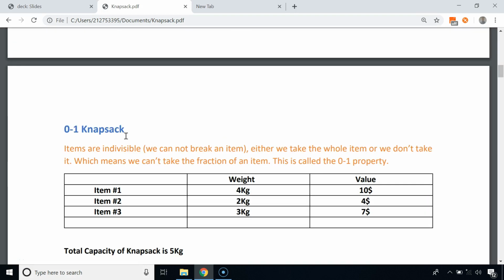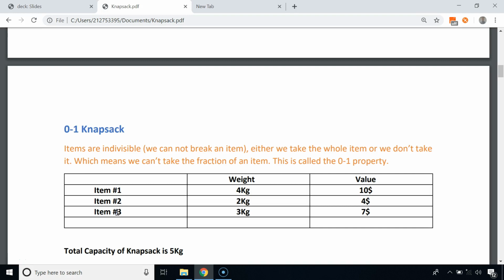Now let's talk about what we mean by 0-1 knapsack. In 0-1 knapsack, items are indivisible. We cannot break an item. Either we take the whole item or we don't take it. So we cannot take a fraction of an item. This is called the 0-1 property and we will be considering the 0-1 knapsack problem.